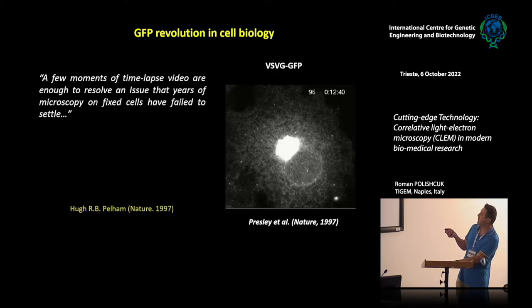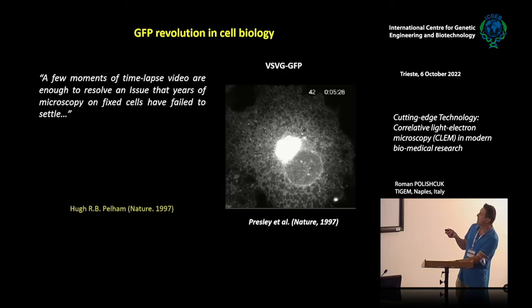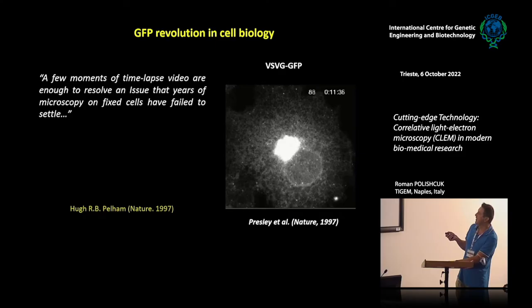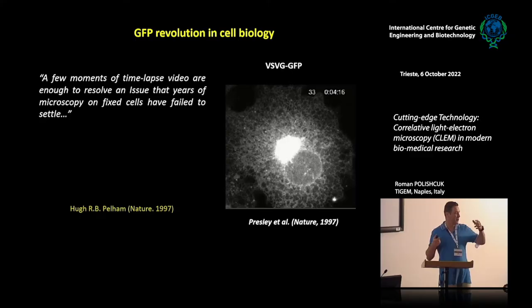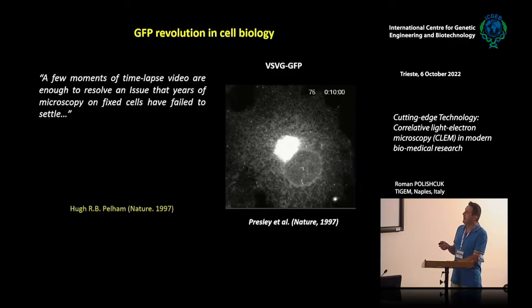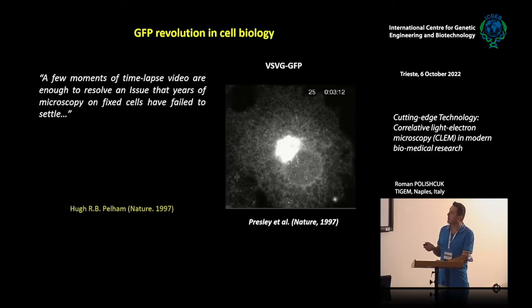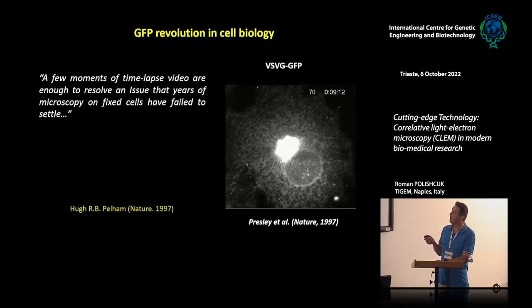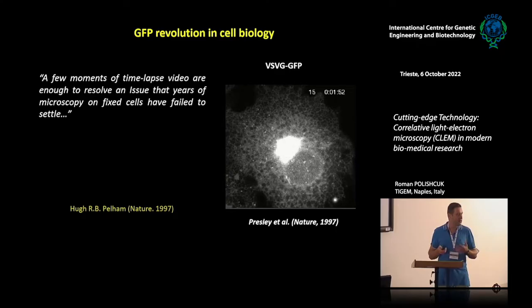You can see a number of transport intermediates and dynamic structures moving from the cell periphery to the Golgi, and it was noted that they use microtubules, with high speed and directionality of movement. So this gave a huge amount of new information. And one big doc in the field, Hugh Pelham, in News and Views for this paper wrote that a few moments of time-lapse video were enough to resolve the issue that years of microscopy on fixed cells had failed to settle. So it was really a big breakthrough in the cell biology field.